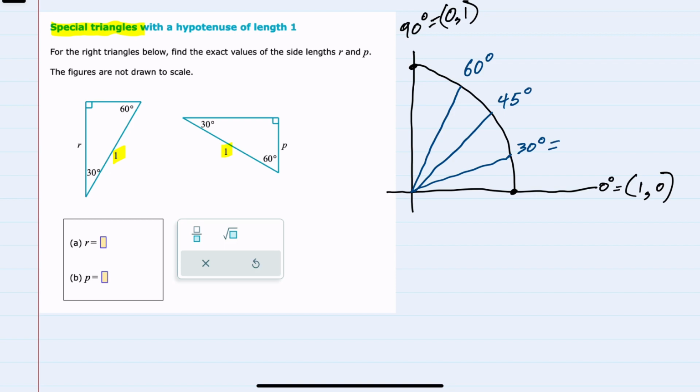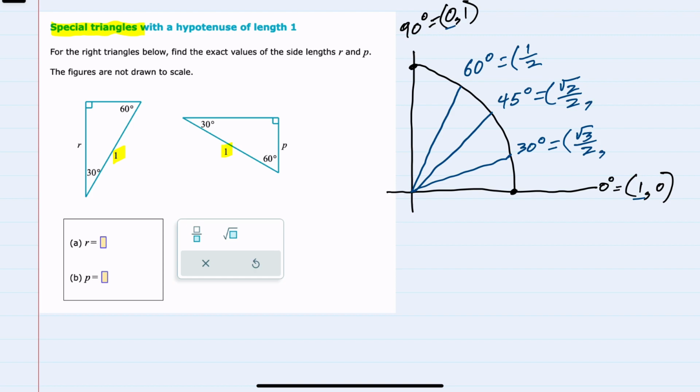To find these coordinates, we can use the pattern that starting with the x values, over here at 0 degrees we have 1, which is the square root of 4 over 2. Next would be the square root of 3 over 2. Then the square root of 2 over 2. Then the square root of 1 over 2, which is just 1/2. And then the square root of 0 over 2 is 0.